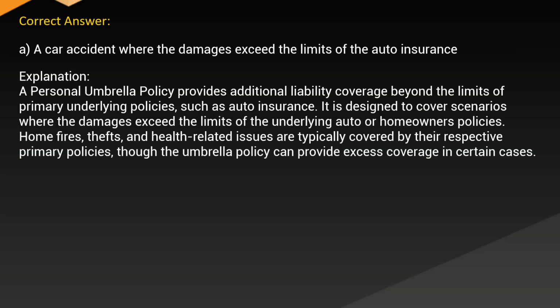Correct answer: A. A car accident where the damages exceed the limits of the auto insurance. Explanation: A personal umbrella policy provides additional liability coverage beyond the limits of primary underlying policies, such as auto insurance. It is designed to cover scenarios where the damages exceed the limits of the underlying auto or homeowners policies. Home fires, thefts, and health-related issues are typically covered by their respective primary policies, though the umbrella policy can provide excess coverage in certain cases.